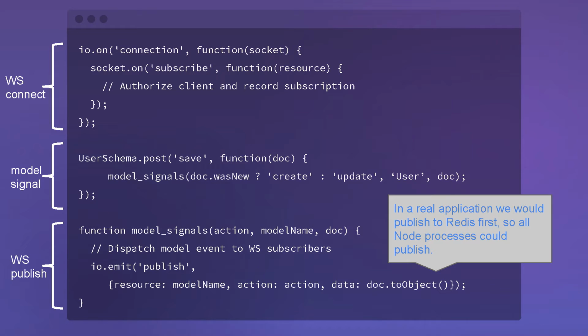So the key bit here is this piece in the middle. I've got these Mongoose ORM models on my back end. Whenever a user is created or modified, I've set up a signal handler in Mongoose that says whenever something changes, I want to invoke this model signals function. I'm going to determine whether a new user was created or an existing one was updated. I'm going to pass the resource type and then the actual document. And then you can see in the model signals function, I'm actually publishing that event over the WebSocket.